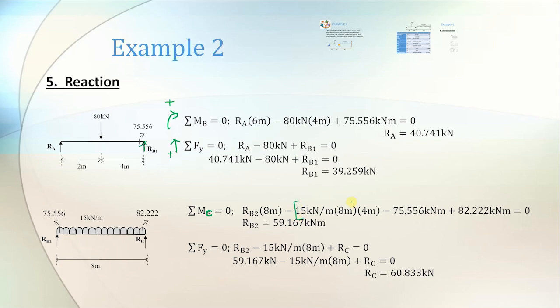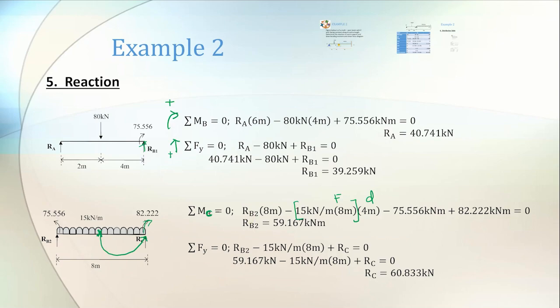So these two are the calculation for force, and 4 meter is the distance, because we want to calculate moment, so we need to multiply by the distance from the centroid of the load to the point, which is 4 meter, half of it. I have another moment here, 75.556, which is counterclockwise. Then I put negative here and plus 82.222 because this is clockwise, so we add. Equal to 0 because of equilibrium, and I can solve the value for RB2.